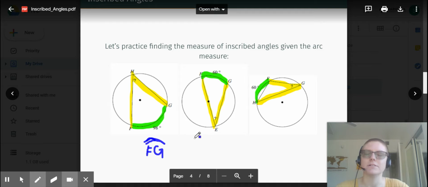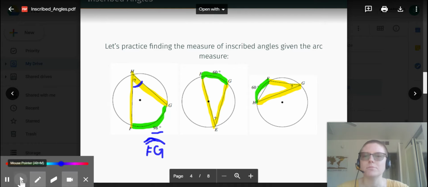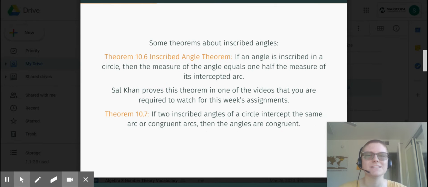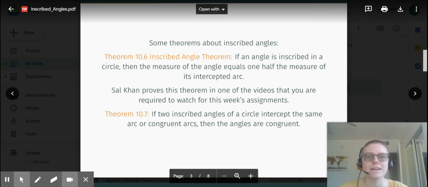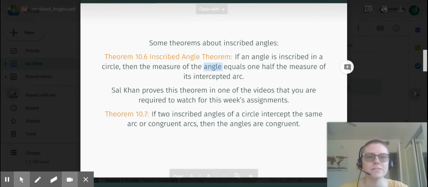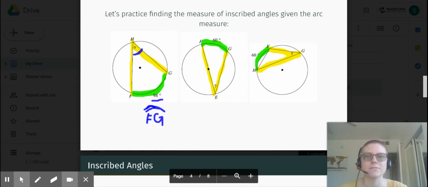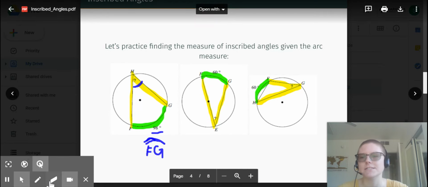There we go. All right. We know that FG is 98. That's given. We want to find out what this angle is. And our theorem on the previous slide, the writing goes with the slide, that's good, is that the measure of the angle is 1/2 the measure of its intercepted arc, right? So if our intercepted arc FG is 98, then that means our angle is 1/2 of that.